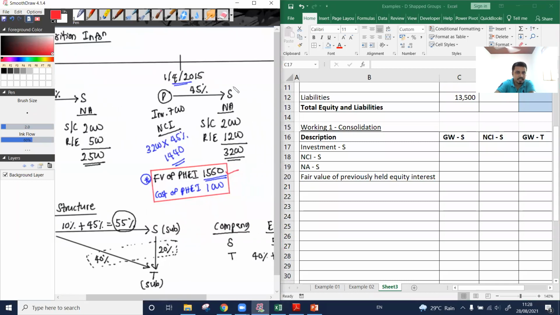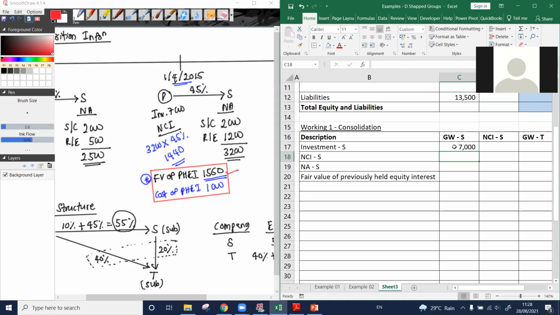On this date, S Limited is becoming a subsidiary for us now. At that date, to acquire this 45%, we have invested how much? We have invested 7,000. What is the NCI value as at this date? When S is becoming a subsidiary for us, what is the NCI value?